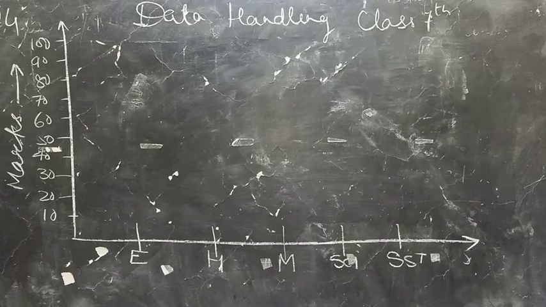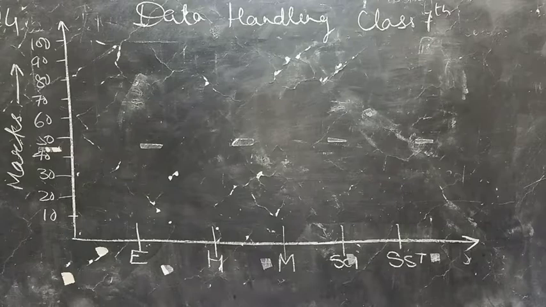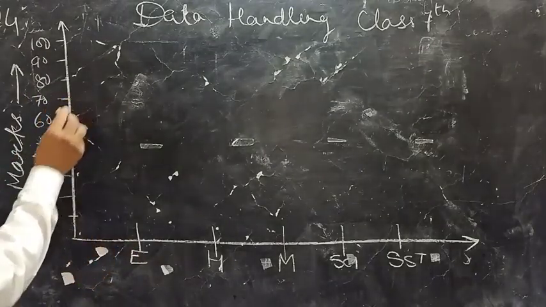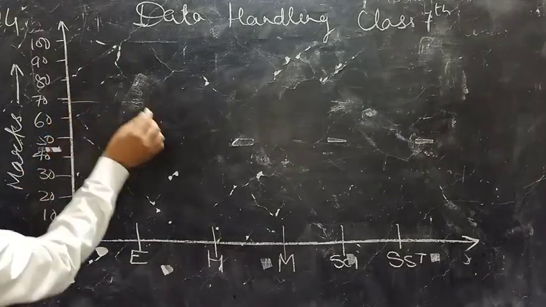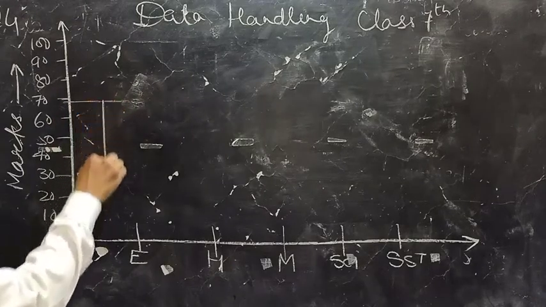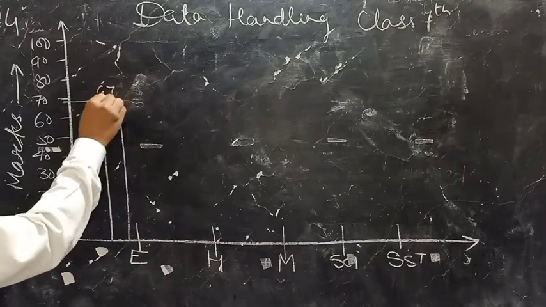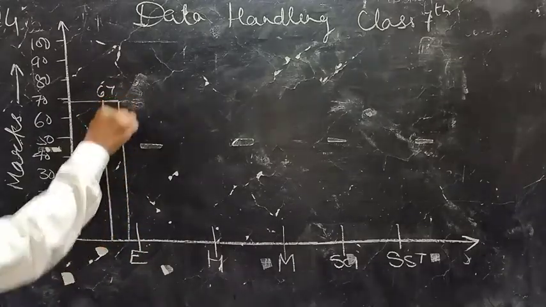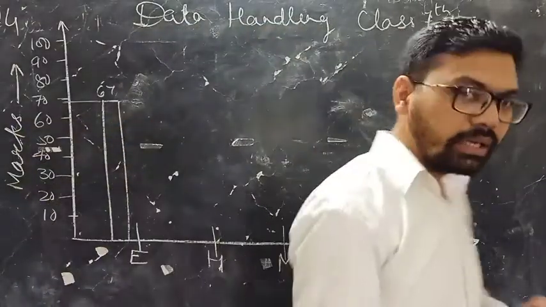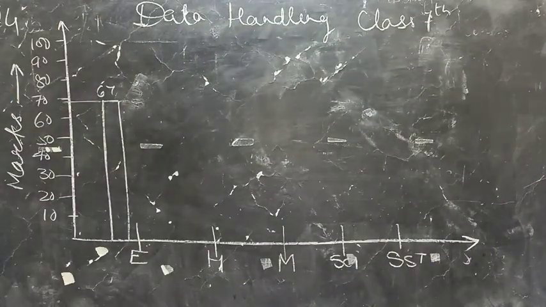Okay, now read the data given in the question. In the first term in English, that student got 67 marks. Okay, so 67 will lie somewhere between 60 and 70, but much closer to 70, right? So let's say 67 is represented by this. This is 67. So that student got 67 marks in the first term in the English subject. Okay. Then in the second term he got 70 marks.